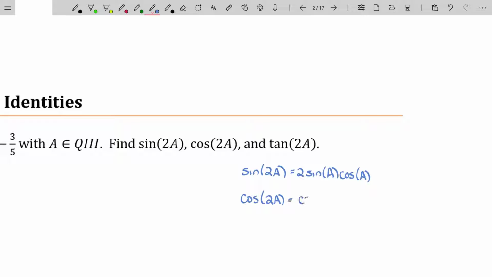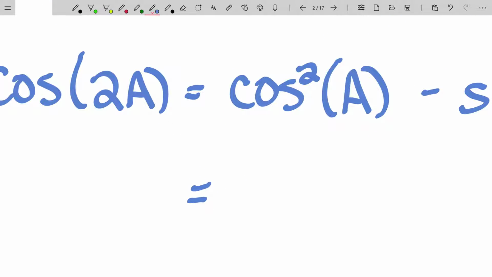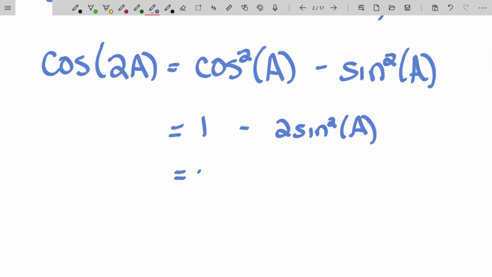Its natural form is cosine squared of the angle minus sine squared of the angle. However, if you want to trade out that cosine squared for a 1 minus sine squared, then this would become 1 minus 2 sine squared. And likewise, you could have instead traded out the sine squared for a 1 minus cosine squared, and when you distribute the negative, you'll end up with 2 cosine squared of A minus 1.